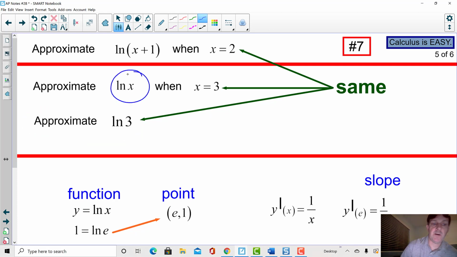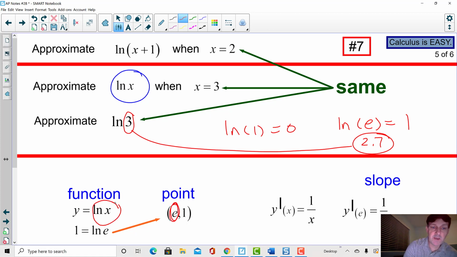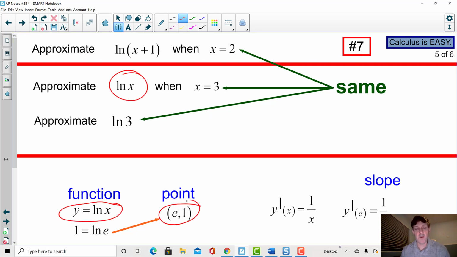So that means our function is going to be ln of x. And we need to find an x value that we know that's really close to 3. Some of the easy ln's that we know: we know ln of 1, that's 0. We know ln of e, that's equal to 1. Now e is about 2.7, so that's pretty close to 3. I think that would be a good x value. So we're going to choose an x value of e. When we plug it into ln of x, we get ln of e, which is 1. So now we have our point: our function is ln of x, and our point is e comma 1.